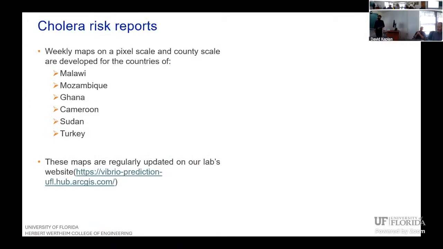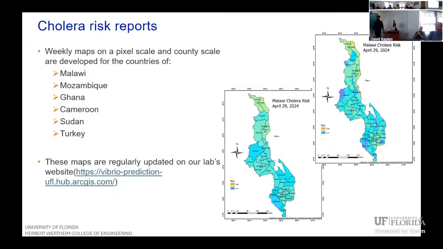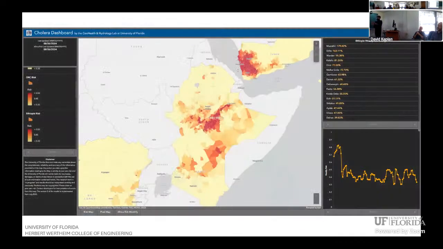And these are the cholera risk reports. As I was talking about the pixel scale and the country scale, this is for Malawi. This is on the pixel scale, this is on the county scale, and these maps have been generated for different countries every week on our website, a screenshot of which has been provided over here.